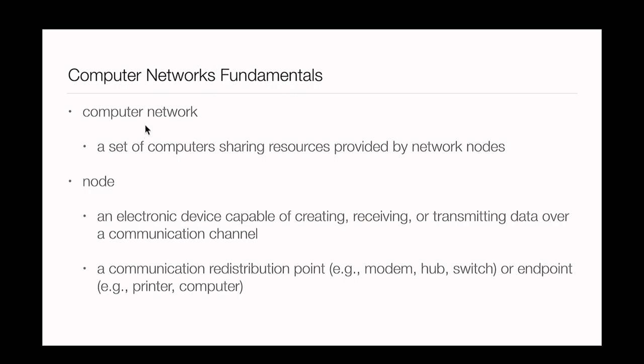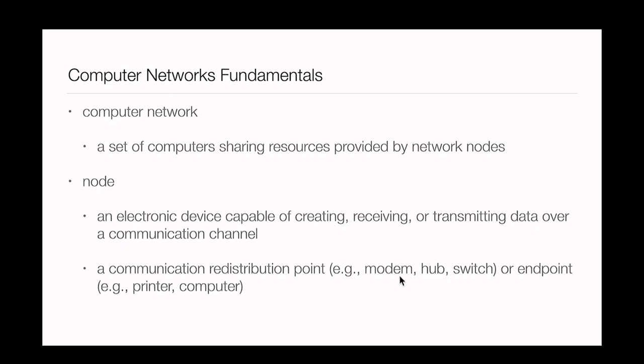All right, so what is a computer network? A computer network is just a bunch of computers sharing resources of some kind provided by what are called network nodes. A node is just any electronic device that's capable of creating, receiving, or transmitting data over a communication channel. Nodes basically either distribute information.